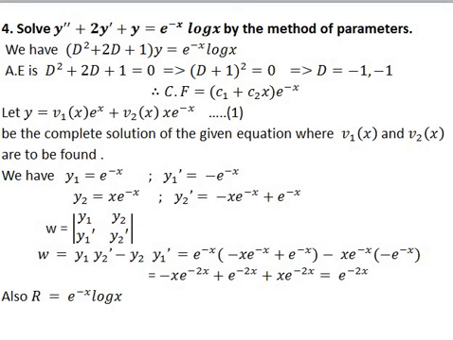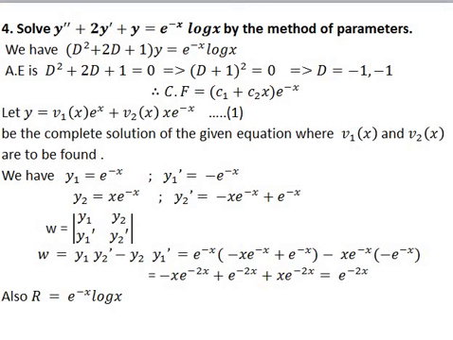Roots are repeated twice. Therefore, the complementary function can be written as c1 plus c2 x into e to the power of minus x. Let y is equal to v1 of x into y1 plus v2 of x into y2 be the complete solution of the given equation. Therefore, here y1 is e to the power of minus x and y2 is x e to the power of minus x.